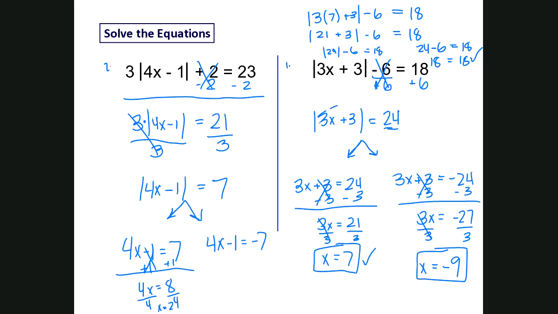Okay, and on the other one, same steps. I'm still adding 1 to both sides. Those will cancel, so I'm left with 4x equals -6. Then, once again, divide both sides by 4, and I'm left with x equals -6/4, which is 1.5, or -3/2 works better, I think.